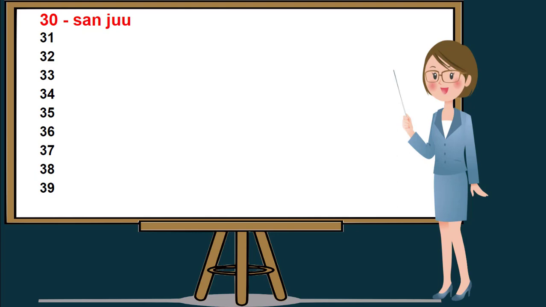Now, let's start to count 30 to 39. Please repeat after me. I'll point the number and repeat after me. Sangju, sangju ichi, sangju ni, sangju sang, sangju yong, sangju go, sangju lok, sangju nana, sangju hachi, sangju kyu. Very good.